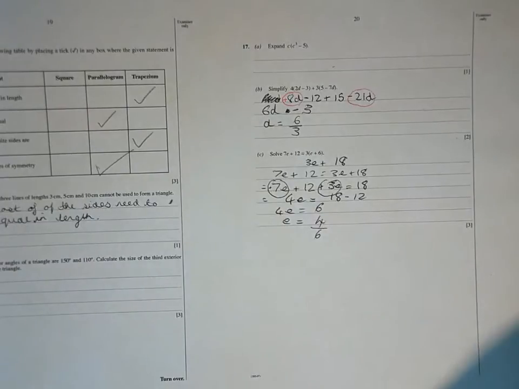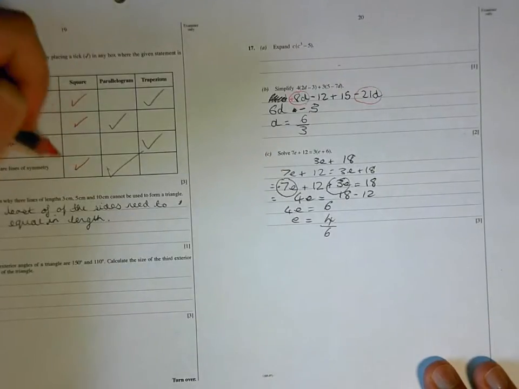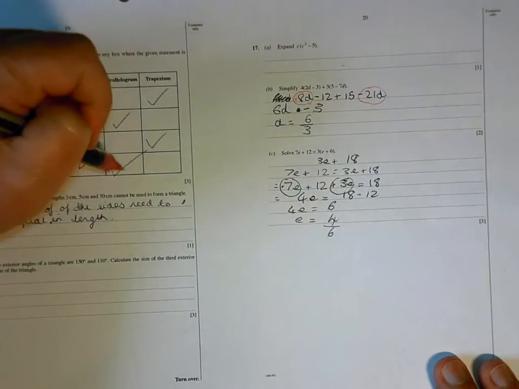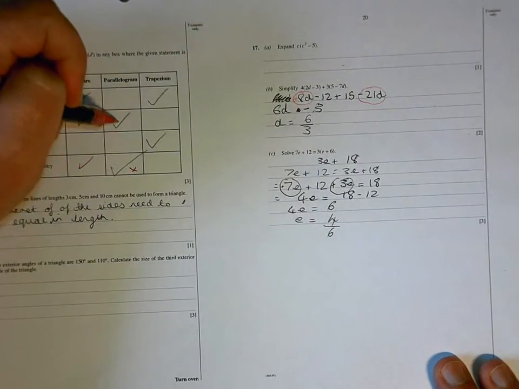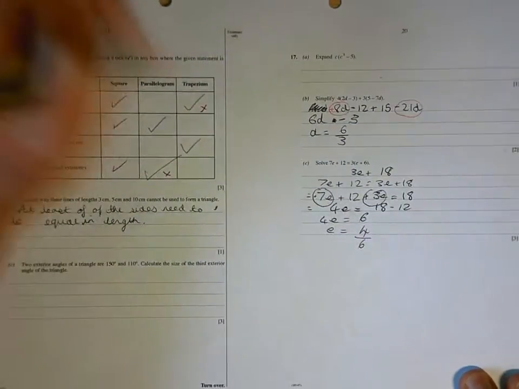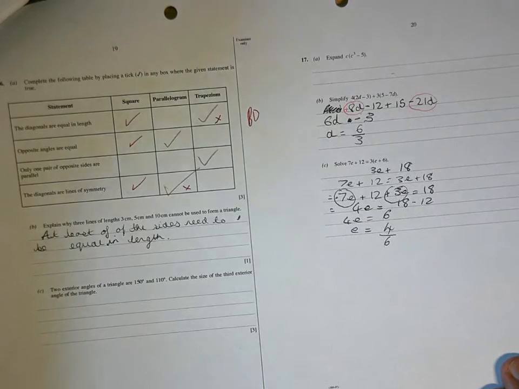And the final page. Okay, so the square should have those 3 ticks. The parallelogram should only have that tick, and the trapezium should only have that tick. So you haven't got any of the shape's properties right. That's not right.